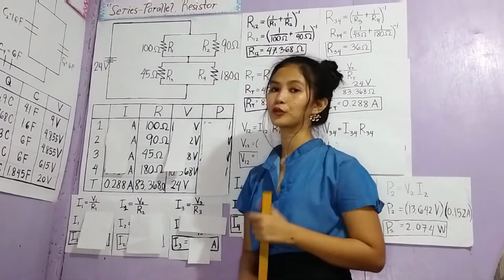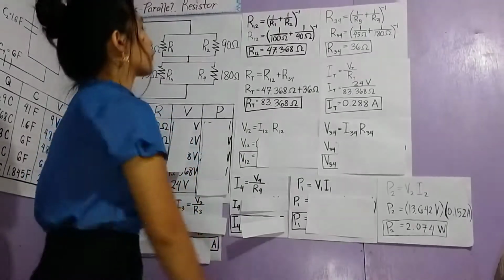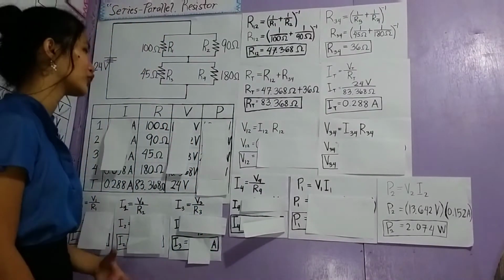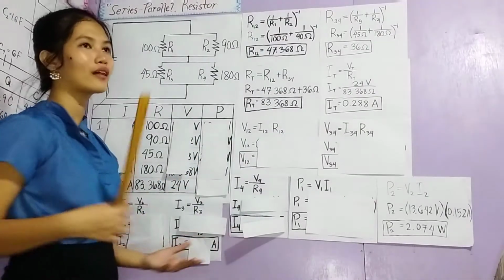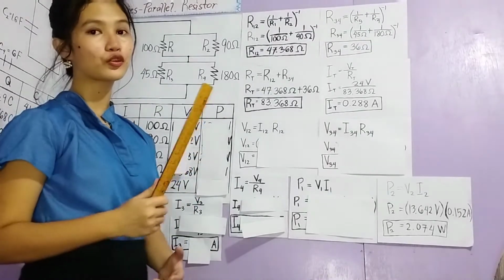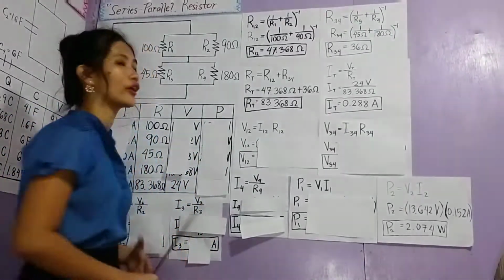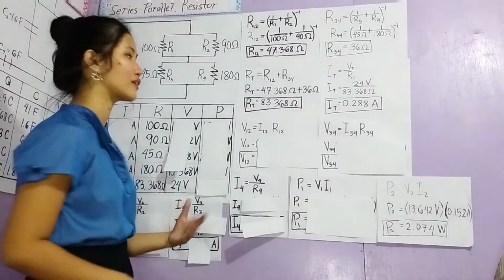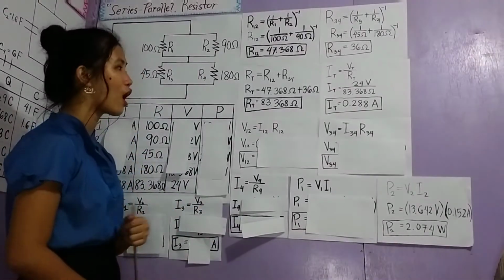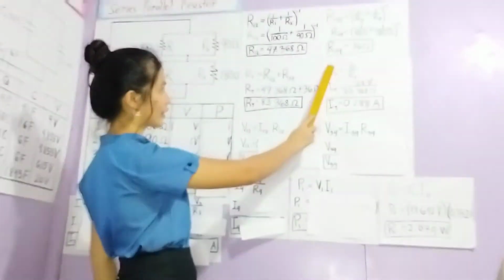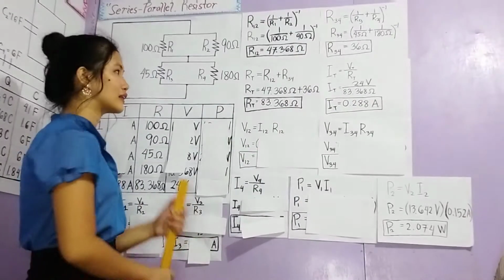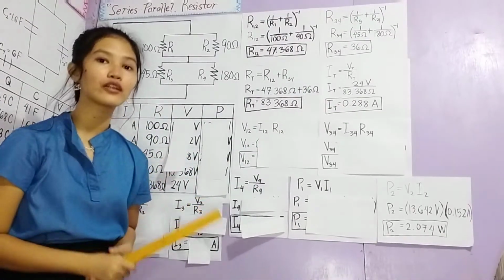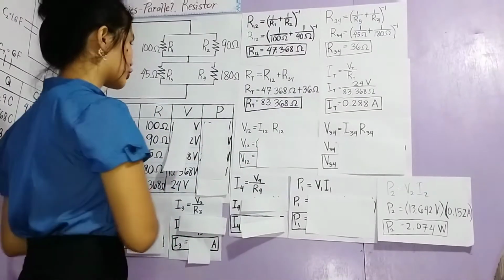We don't have this similar answer for the I1, I2, I3, and I4 because I12 and I34 are parallel to each other. So, since they are parallel to each other, we can't proceed to them first because we are going to find for the voltage, because the formula for our current, or our I, is V over R. And since our voltage is not yet given, we are going to find for the voltage first.